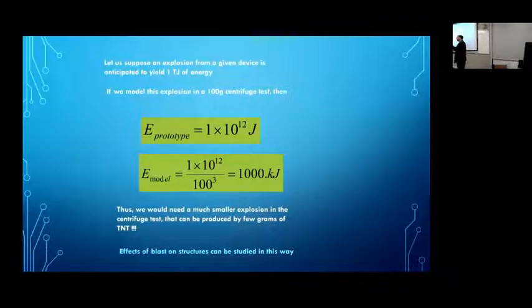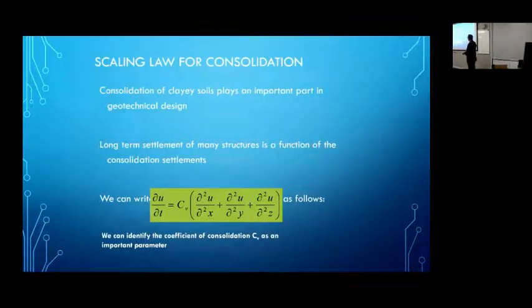So if I can use half a gram of TNT in a centrifuge test, I can basically model something that is massive in the field. So yeah, in many cases this comes in quite handy, without actually requiring to blow up an entire block of buildings or anything like that. Okay, so those are the easy ones.